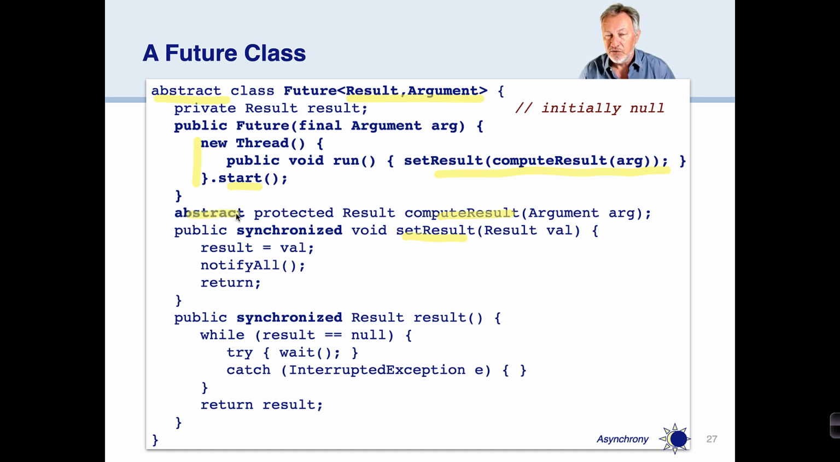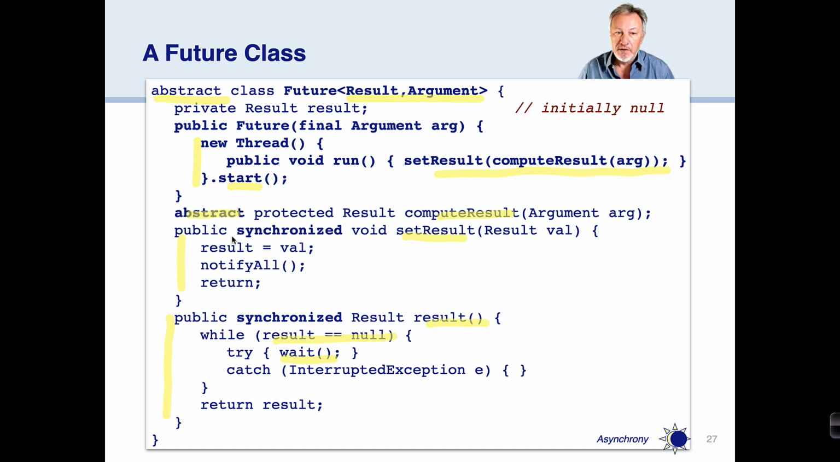So in order to make use of the future here, you would create a subclass of future which would implement the compute result method. What happens in this thread, the result is computed and then it's set in a synchronized method, and a client that wants the result asks for the result. This is the point where we would wait. So if the result has not been initialized to any real value, if it's still null, we will wait.